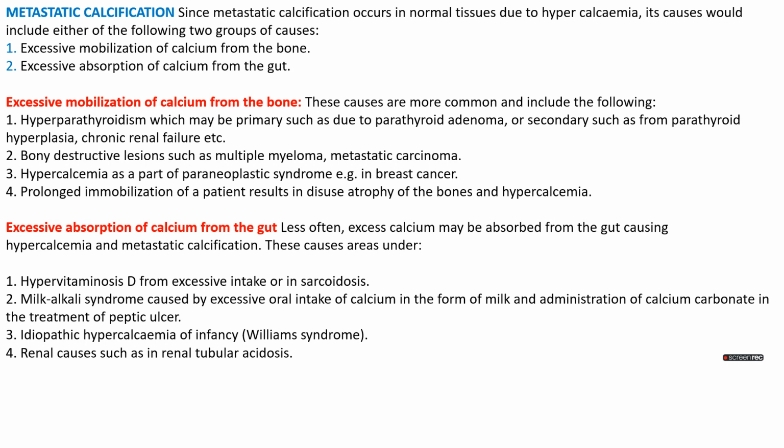So next is metastatic calcification. I told what it is. It is mainly seen in normal tissues due to hypercalcemia. Hypercalcemia means hyper means more, calci means calcium, emia means blood. Hypercalcemia.